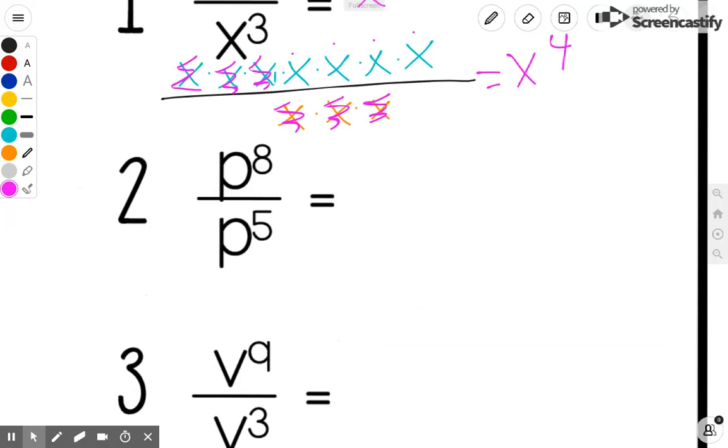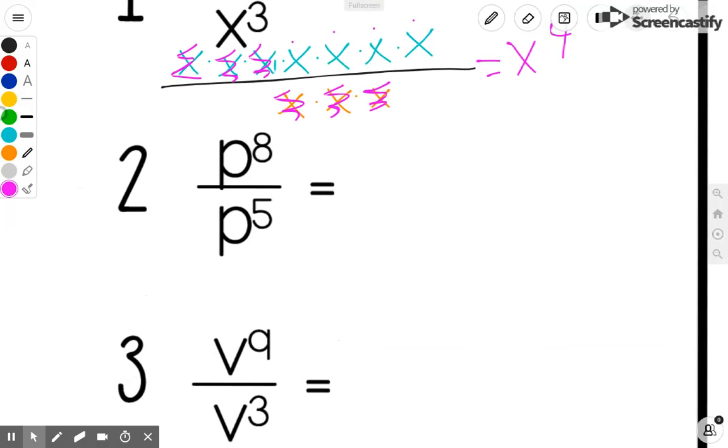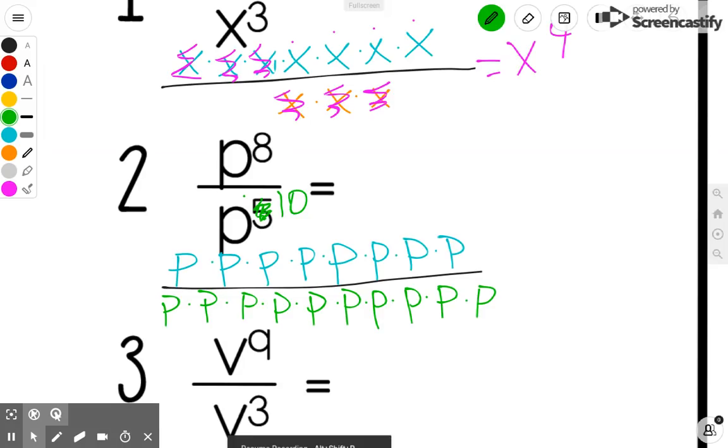Now, these problems are a little boring, so let's make this a little bit more fun. Instead of x to the 8th over 5, let's make this p to the 8th over p to the 10th. So change your problem. Okay, so go ahead and expand that right now for me. Is this what you got? 8 p's on top of 10 p's.